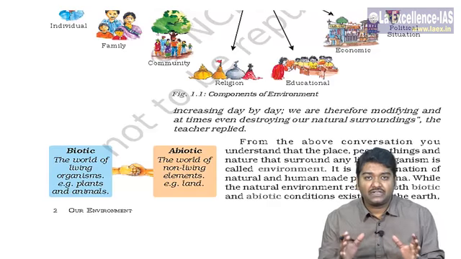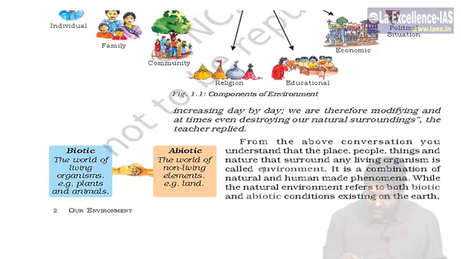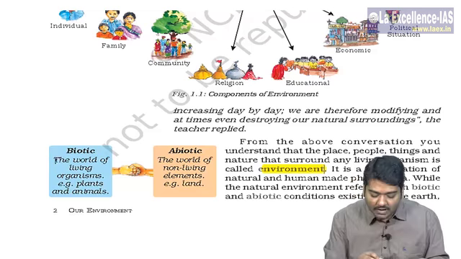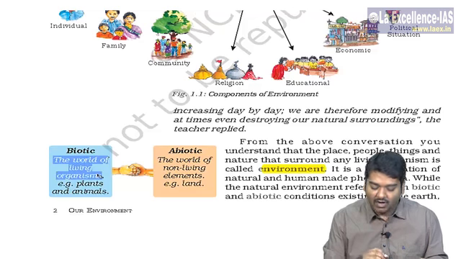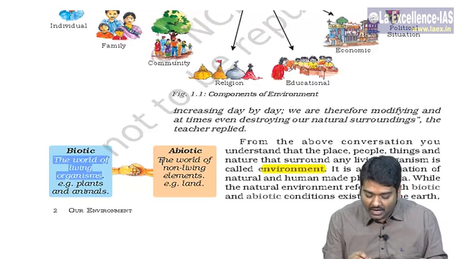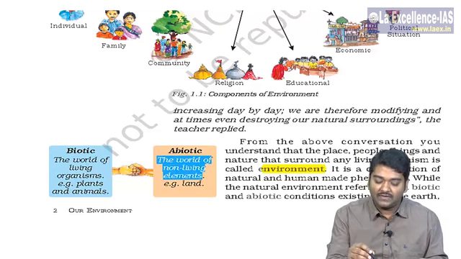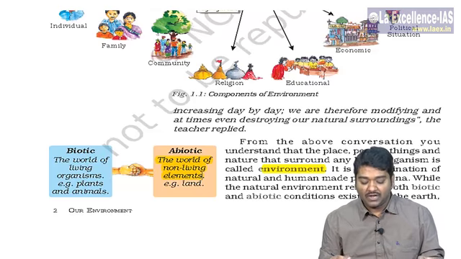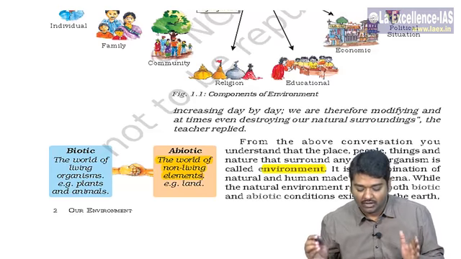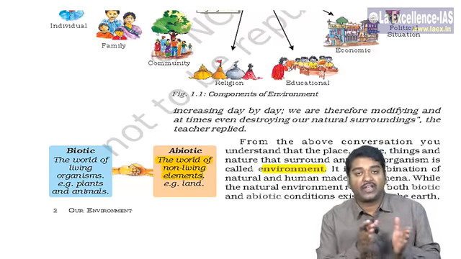So if we actually see, the first concept itself is with respect to environment. What exactly is it? People, place, things and nature that surround any living organism is called environment. And here you have the world of living organisms, which is biotic, and the world of non-living organisms, which we call abiotic. So you should know biotic and abiotic.